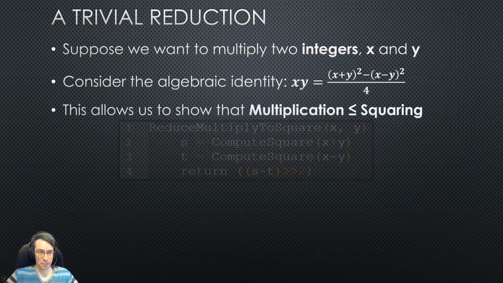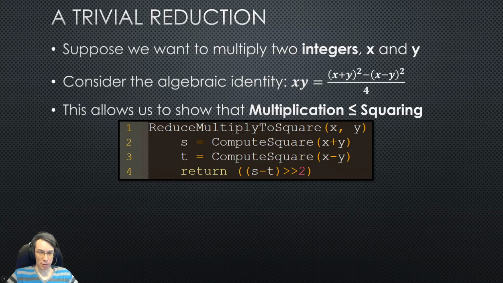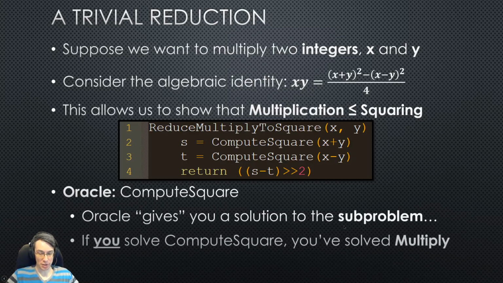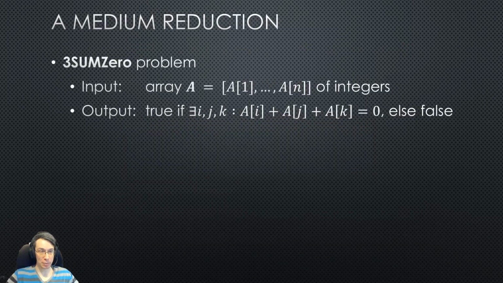So this is the reduction that we're trying to show. And here's a reduction to do that. Reduce multiply to square takes two arguments, x and y, that are integers, and it relies on addition, subtraction, bit shifting, and then this compute square function. We'll assume that addition, subtraction, and bit shifting are base primitives, and compute square is the oracle that we're reducing to. Compute square solves the problem of squaring an integer. So the oracle gives us a solution to the subproblem, and if we can solve compute square, clearly we've solved multiply because of this algebraic identity. So that's a really trivial reduction.